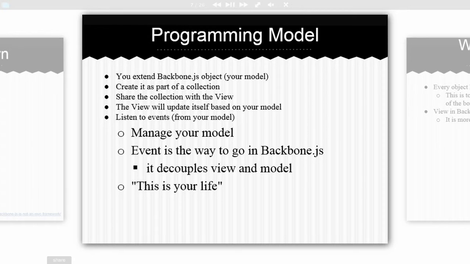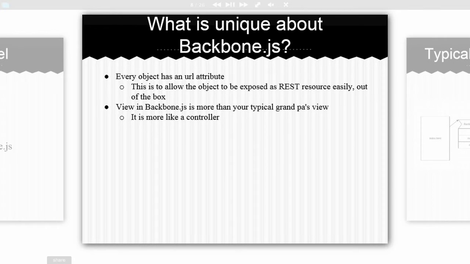You extend the Backbone.js object in your model. Create the model as part of a collection, most likely. Share the collection with the view, and then you would listen to events. That's it. Simple, isn't it? What's unique about the Backbone framework? Well, for one, every Backbone object has a property URL, which allows it to hook to a REST resource easily.